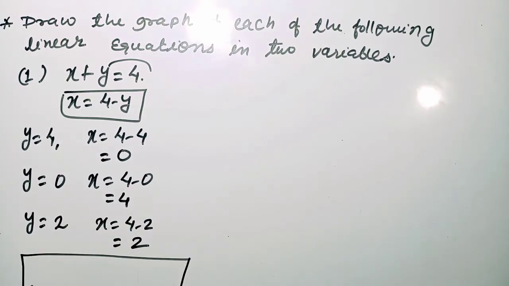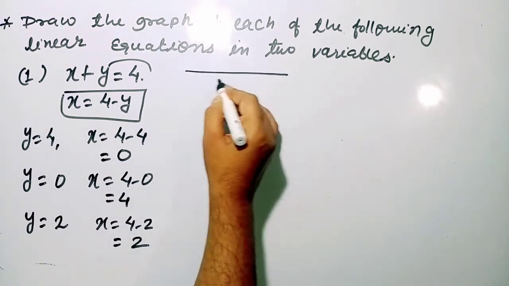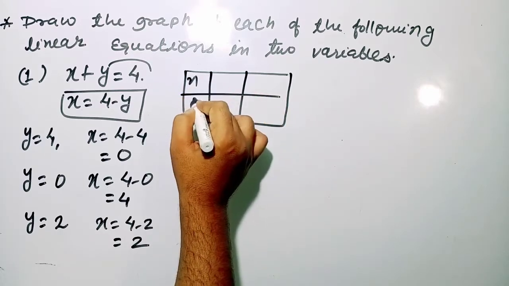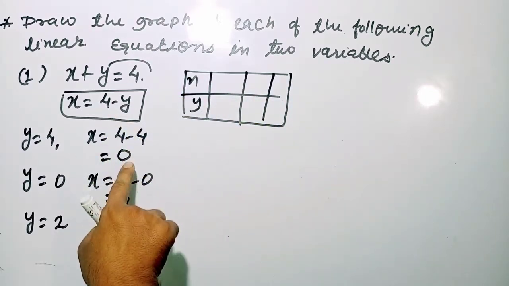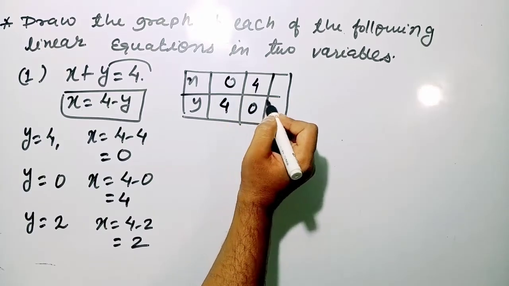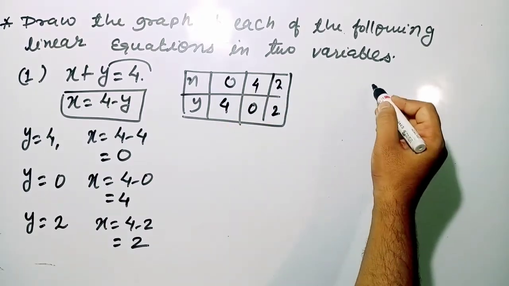Writing the values of x and y, we are getting the solution over here. First of all, we will write the value of x, then we will write the value of y. x is 0, y is 4; x is 4, y is 0; x is 2, y is 2.